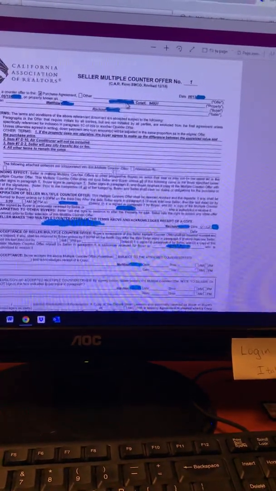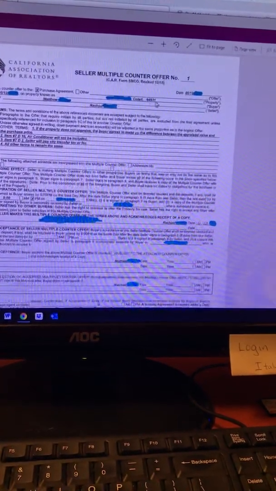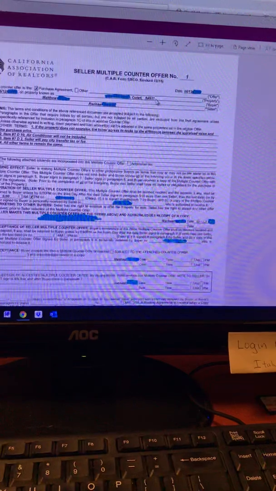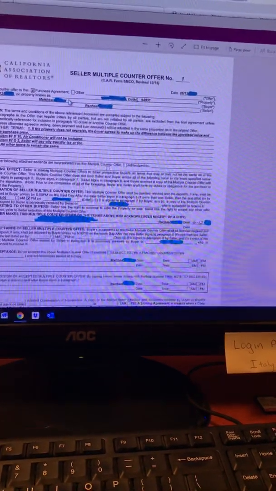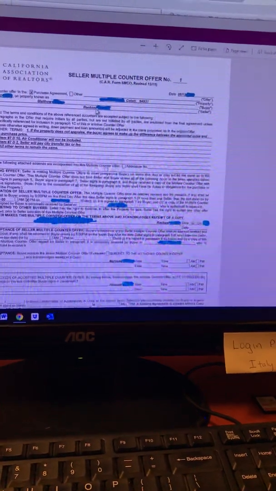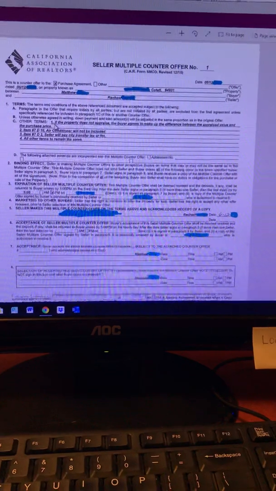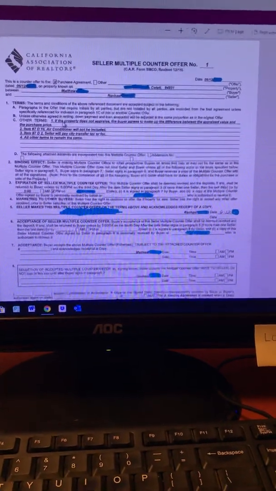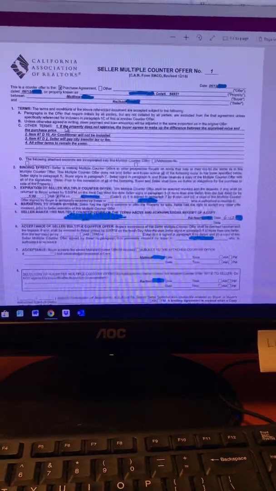You put the address, street address with the city. Should put California, even though people will know that by the zip code. And then you put the buyer's name and the seller's name. Then down here, you're going to put what the terms are of the counteroffer. A lot of times it will be the price.